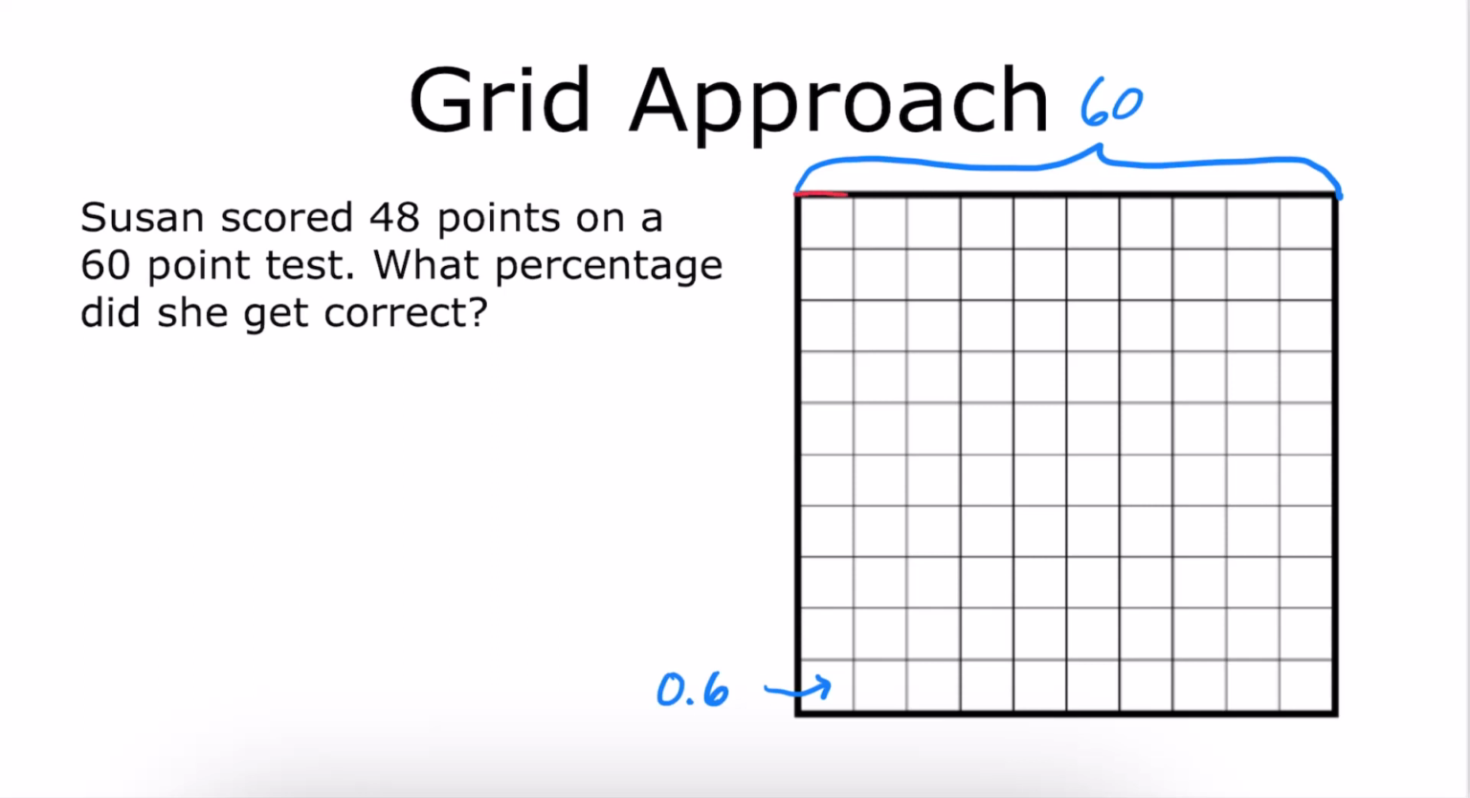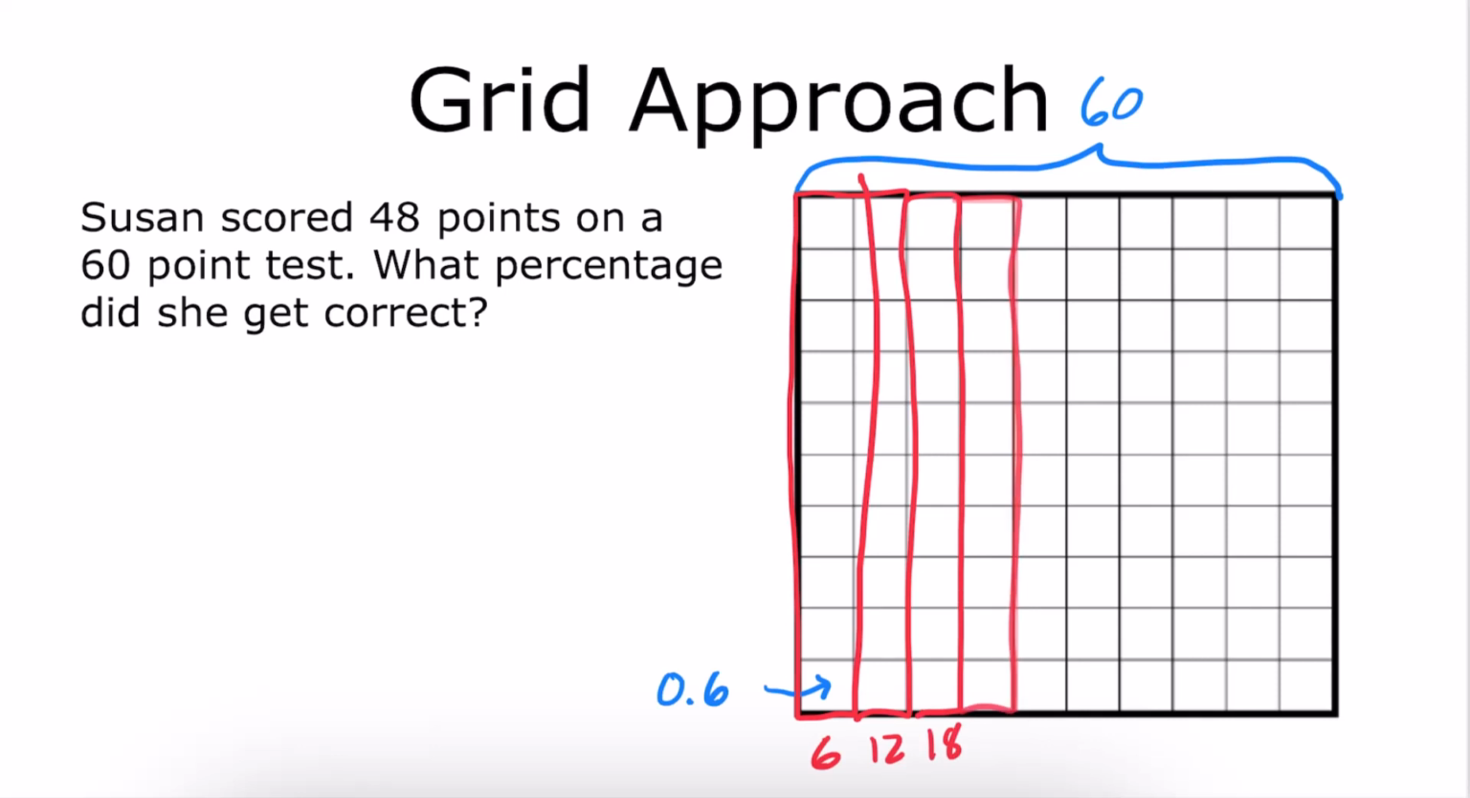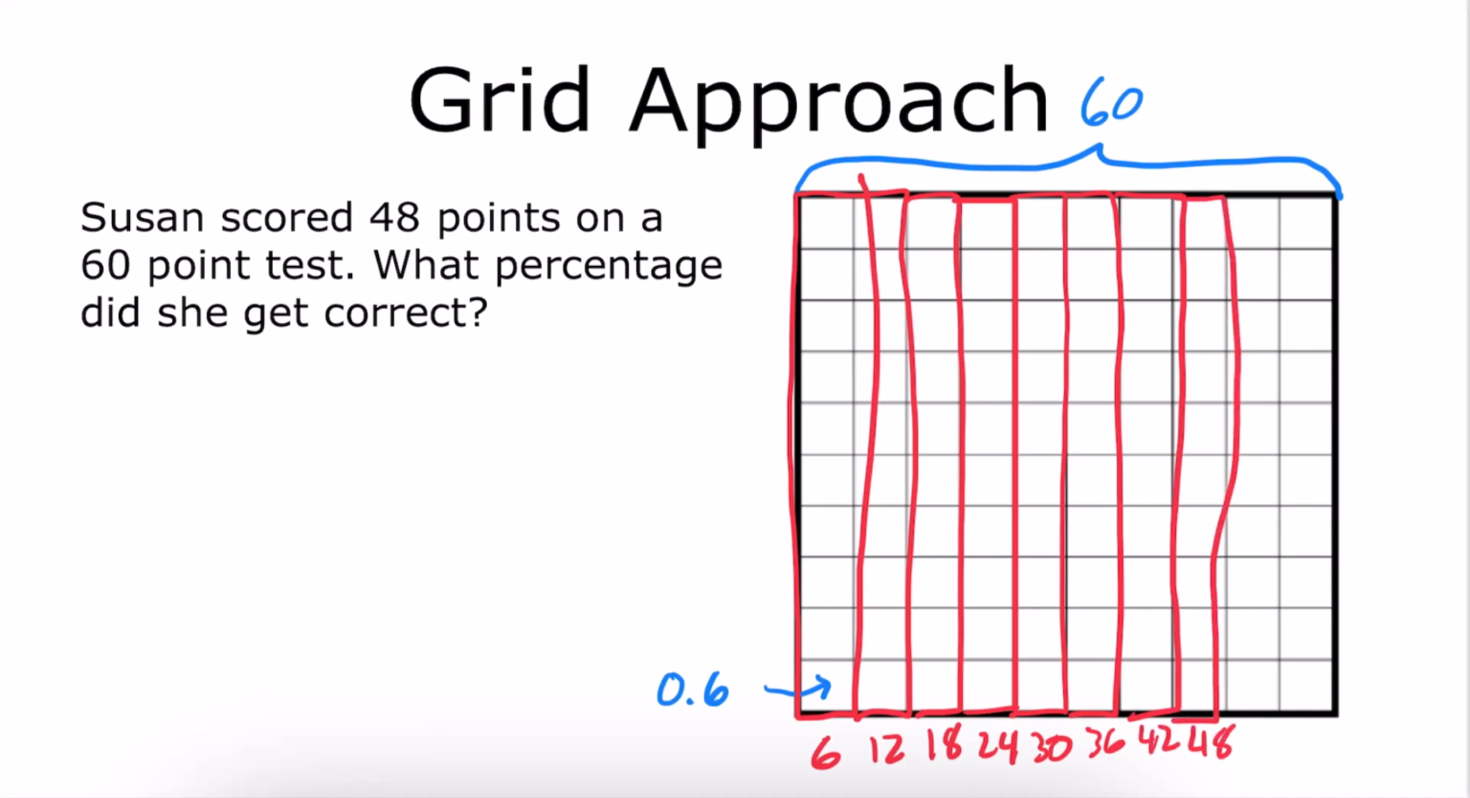If we look at it, 10 of the 0.6s would be 6. Then another 10 would be 12, because every 10 groups of 0.6 will be 6 points on the test. The next one would be a total of 18 points, then 24 points, and then 10 more would give us 30 points on the test. 10 more percentage points would give us 36, and 10 more beyond that would give us 42, and 10 more beyond that would give us 48. So when Susan scored 48 points, if we look at the number of percentage boxes that we have, it looks like she has a percentage of 80%.